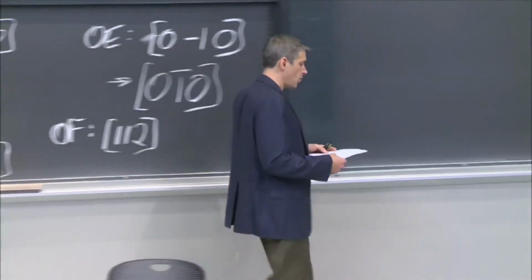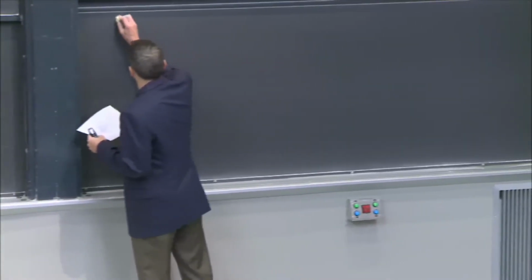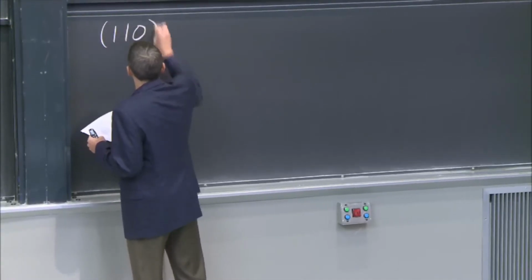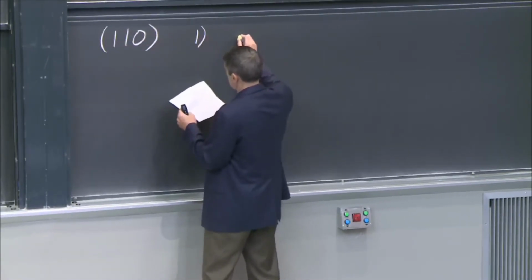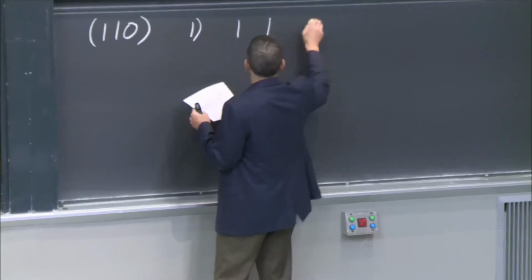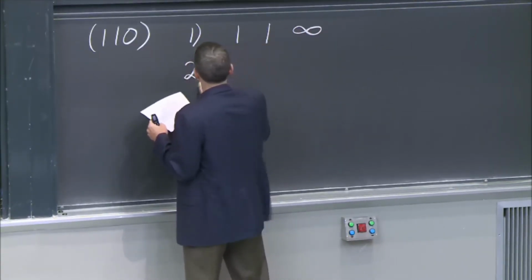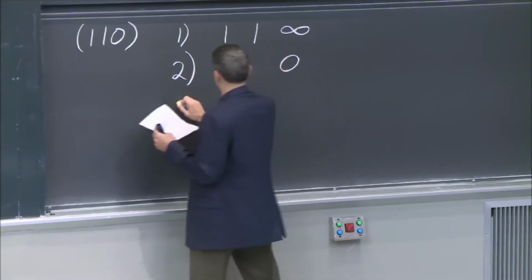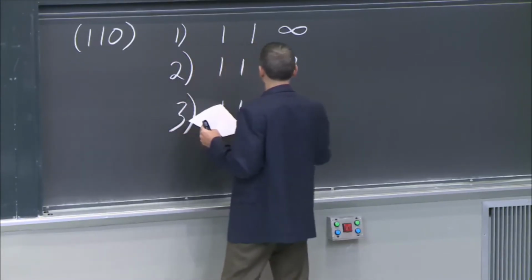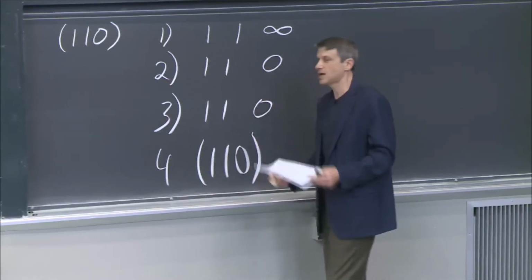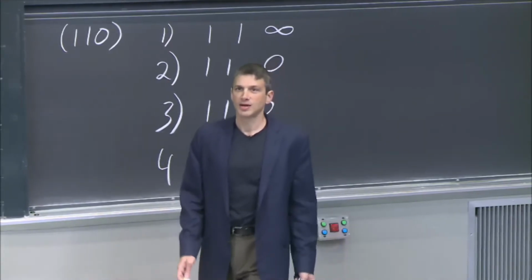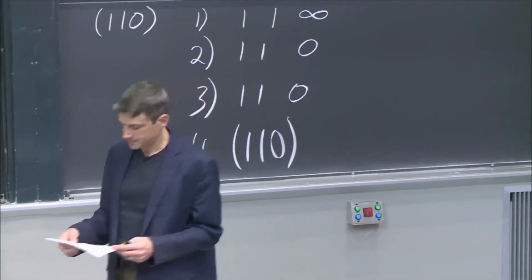The 110, if you do the 110, I'm not going to try to draw it again. What you get is step 1, you get 1, 1, infinity. Step 2, you get 1, 1, 0. Step 3, you get 1, 1, 0. And step 4, you get 1, 1, 0. Those are the steps to identifying and labeling a crystal plane.